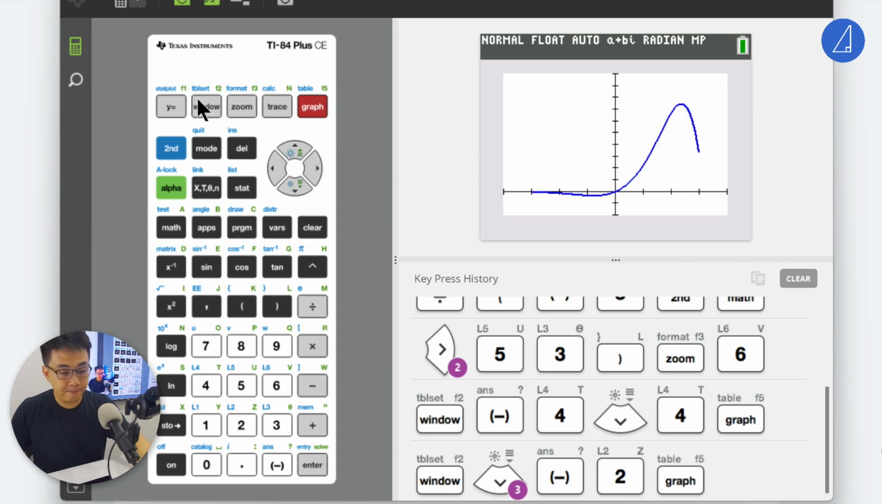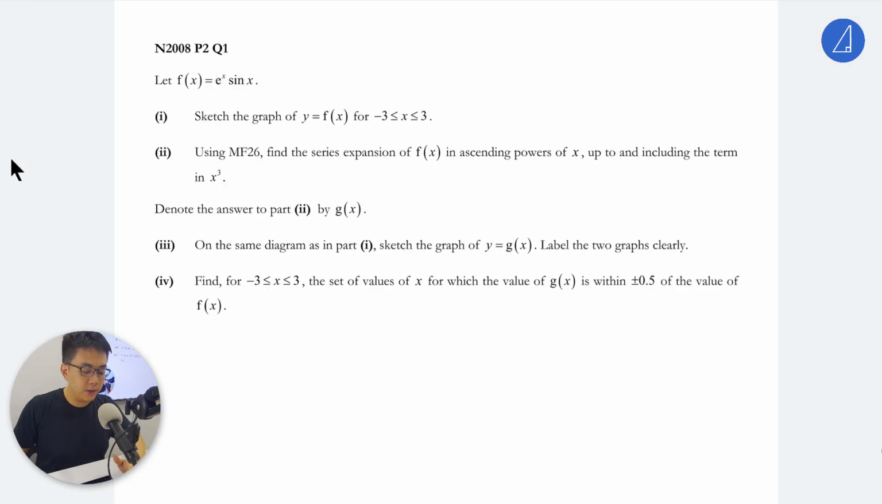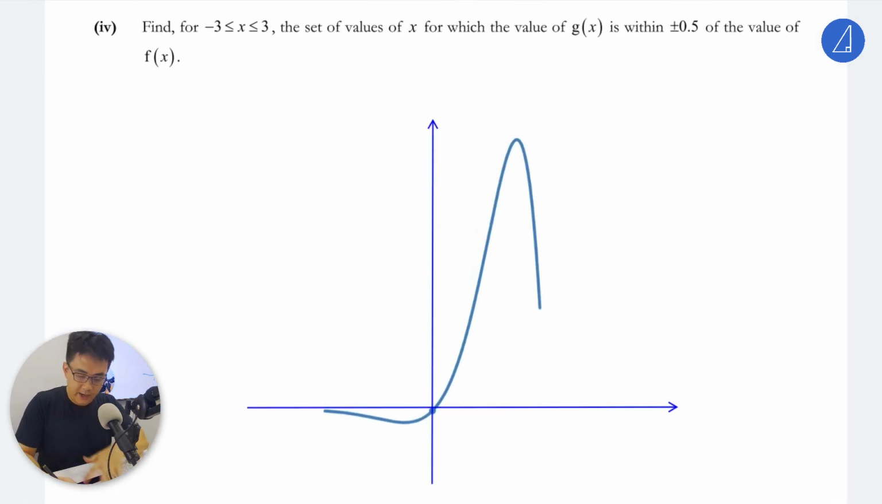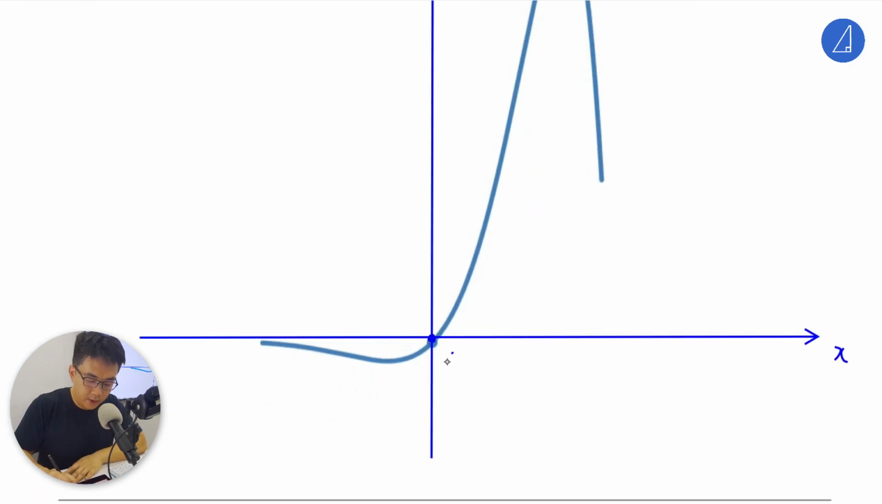Yep, here like that. You check, you just trace -3. This one is not 0. Trace, put 3. This is also not 0 here. So there's a sort of horizontal asymptote. So you just draw it like that. Then I didn't ask us to do the max min point, so it's fine. I think the end points you just label.